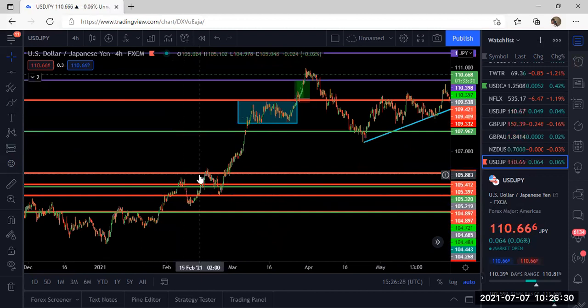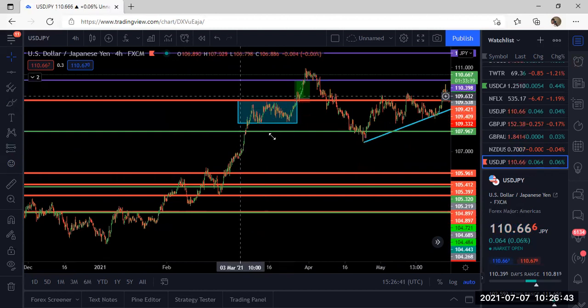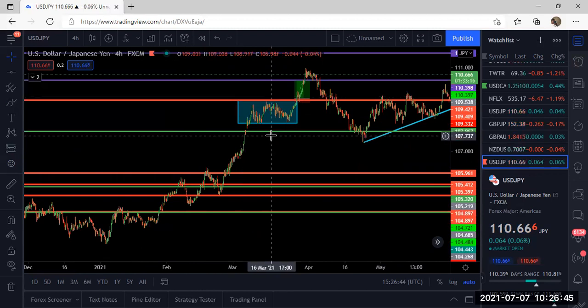Your first confirmation. Have you analyzed the chart? Is your analysis correct? Is your box covering the support and resistance? That's 1. Your 2, what is your risk?